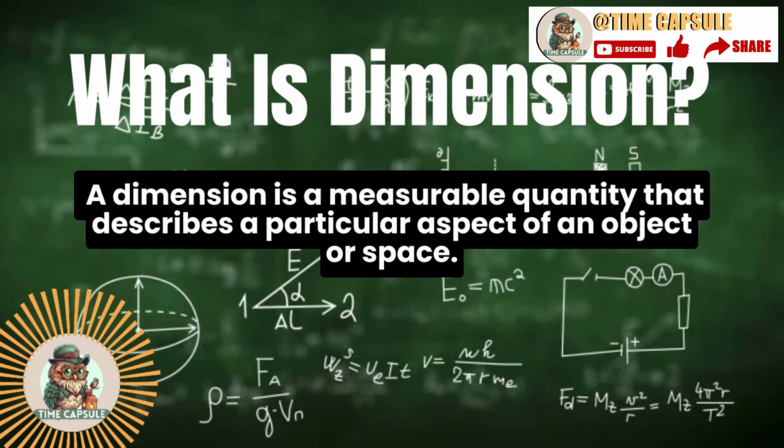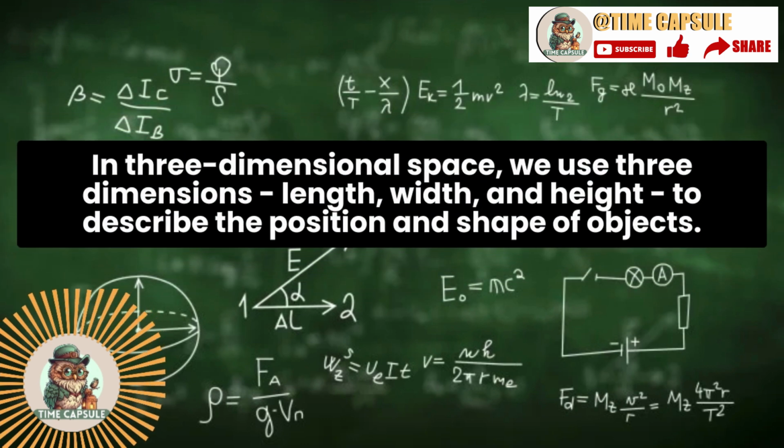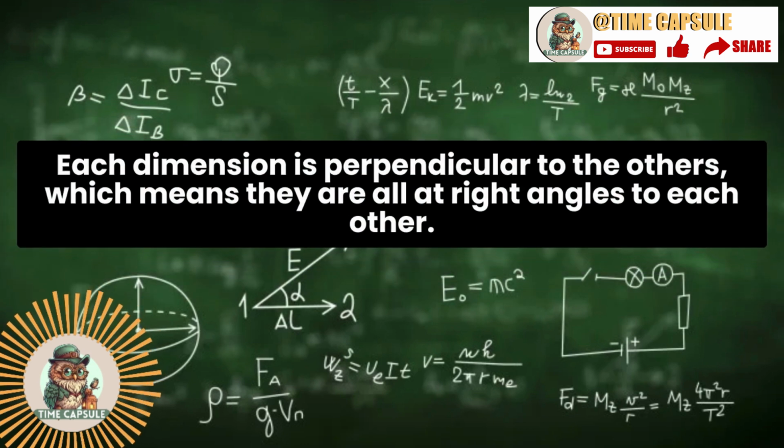To understand what 4D is, let's first talk about what we mean by dimension. A dimension is a measurable quantity that describes a particular aspect of an object or space. In three-dimensional space, we use three dimensions, length, width, and height, to describe the position and shape of objects. Each dimension is perpendicular to the others, which means they are all at right angles to each other.